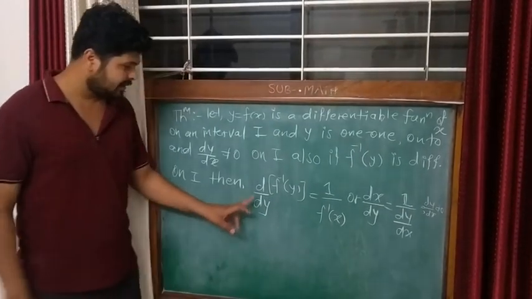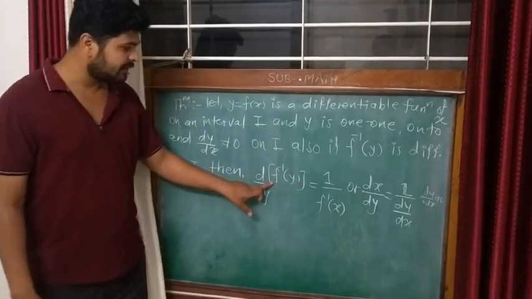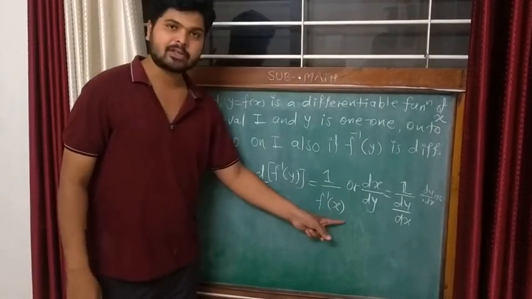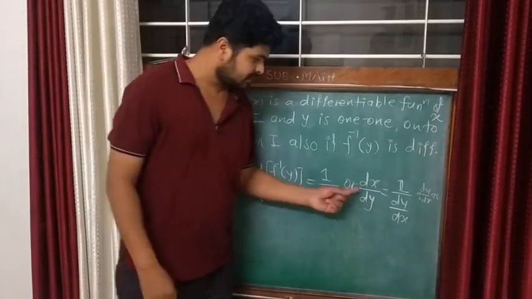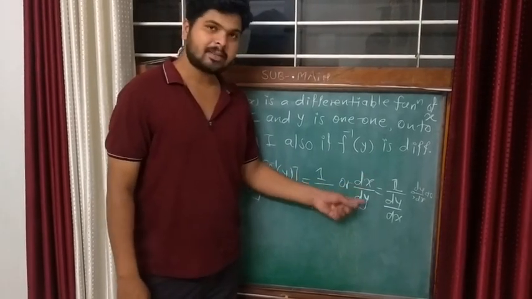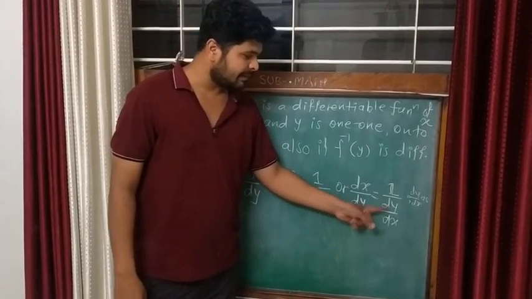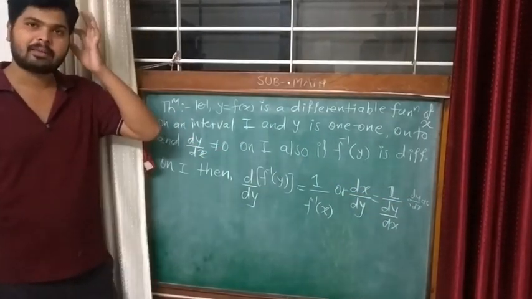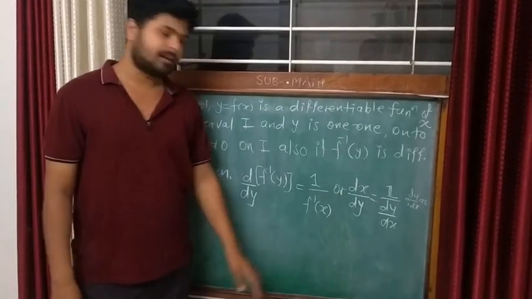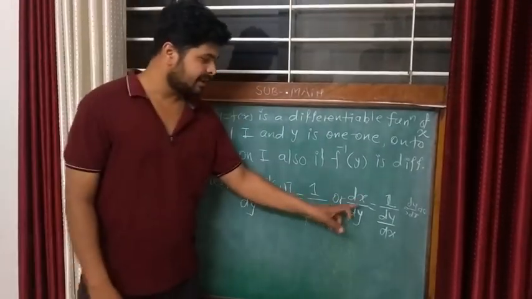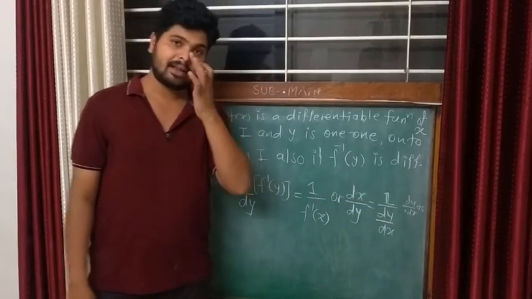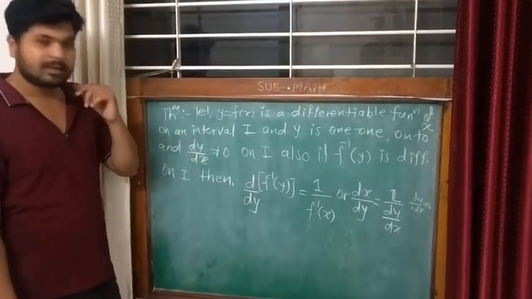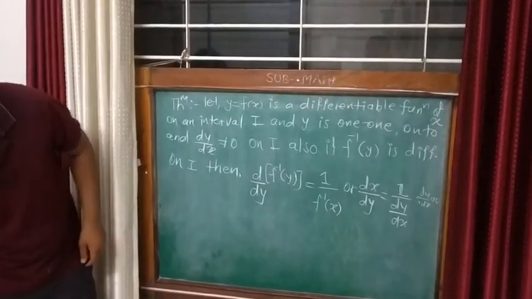Then we have to prove that the derivative of f inverse of y with respect to y is equal to 1 upon f dash of x, or dx by dy is equal to 1 upon dy by dx, where this dy by dx is non-zero. This condition is already given in the statement, right? So this is the statement of the theorem. So we have to prove this dx by dy is equal to 1 upon dy by dx, and it is our formula also to find the derivative of an inverse function. So let us see the proof of this theorem.